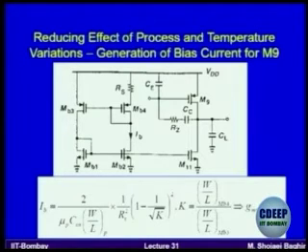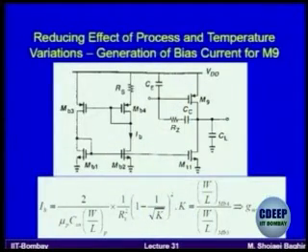Because if you have R1 by R2 and they are of the same type, suppose both of them are polyresistors, therefore, if R1 changes, say, by 5% due to process, the second one also will change by 5%. Therefore, the ratio will remain constant. So here what it tries to do is to make 1 upon GM proportional to a passive resistor, or GM proportional to the inverse of a passive resistor. So this is the target.